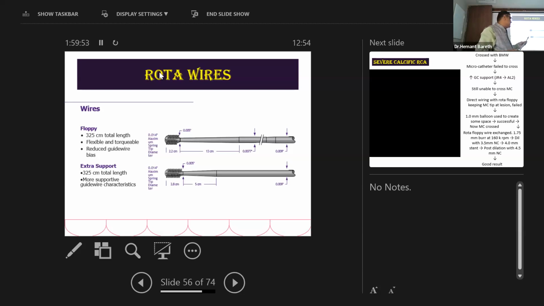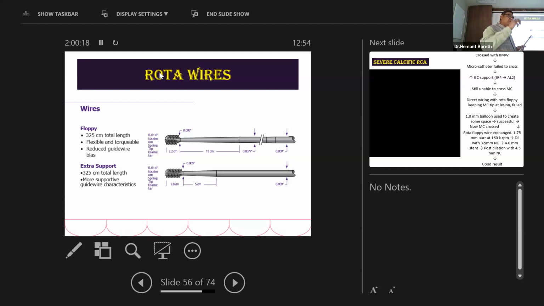Problem with the rota wire is that it is all steel wire, and there can be wire bias, because there is no coil in this wire. So problem is that it may not take bends. So if it is a straight calcific lesion, you can pass this rota wire. If there is slight tortuosity, rota wire may cause perforation because it does not take even a slight bend.